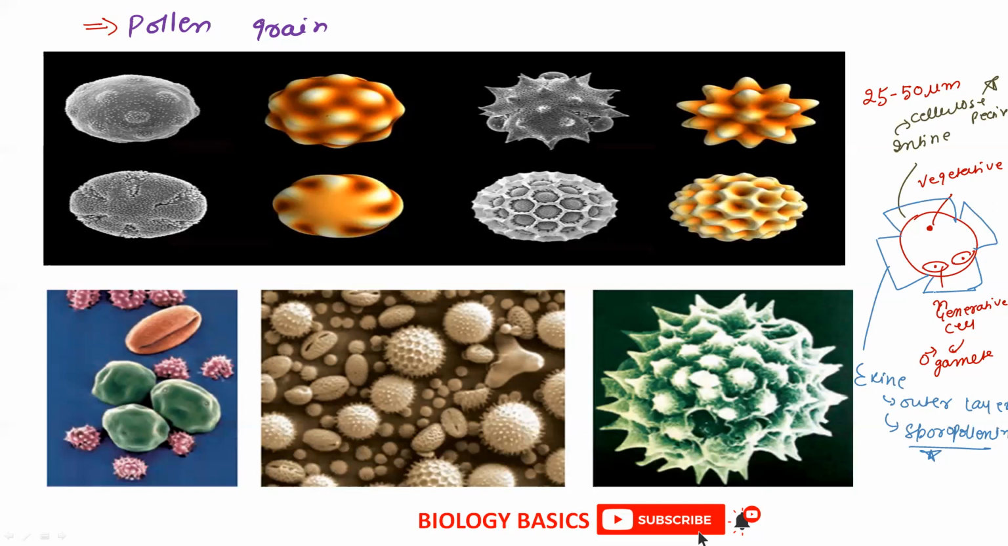The space that you see is basically known as the germ pore. This germ pore helps in the germination of the pollen tube, and this is the pore where the sporopollenin is absent. So this is the outer layer of sporopollenin, as you can see in these figures.